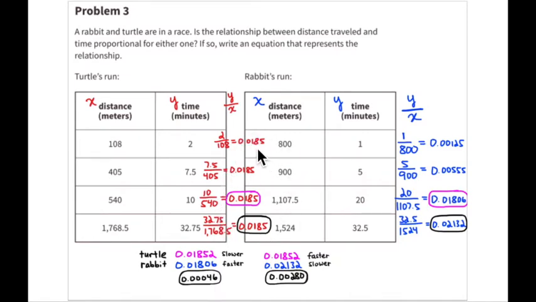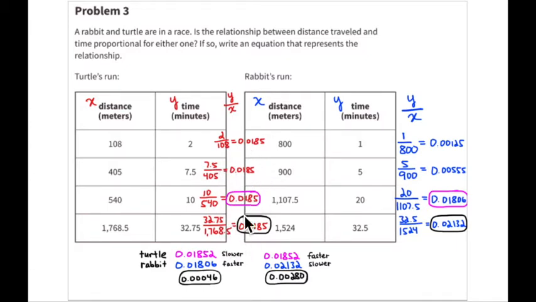It is 185 10,000ths. What that means is 185 10,000ths of a minute per meter. So the turtle moves 1 meter. Now take your hands and hold them out about twice your shoulder length. That's about a meter. And imagine the turtle moving that distance in 185 10,000ths of a minute. Well, that's pretty hard to think about.